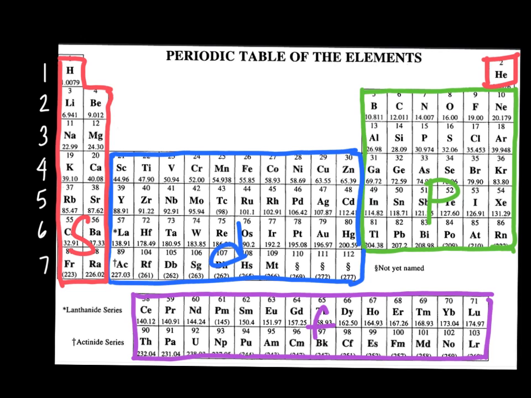Okay, so this is just a periodic table so that we can see all the elements on it, but I did block off the S, the P, the D, and the F blocks so that it makes it easier for us when we're doing the electron configurations. Okay, so the first element that I want to take a look at and try is going to be calcium.